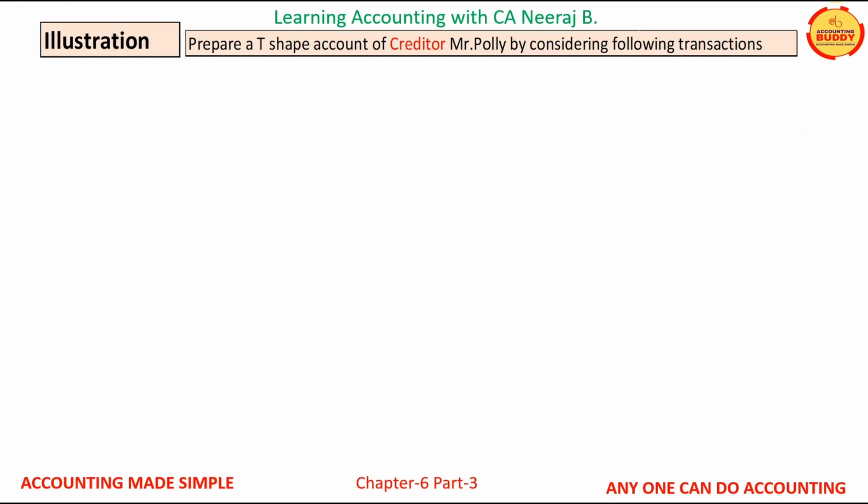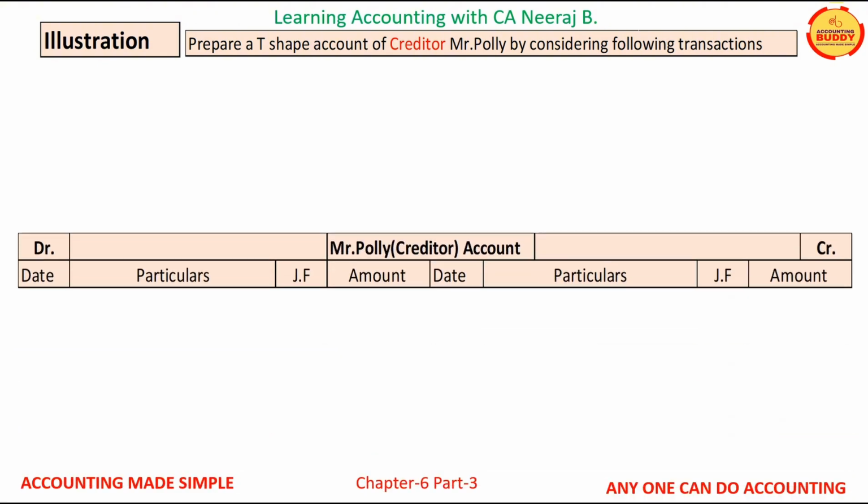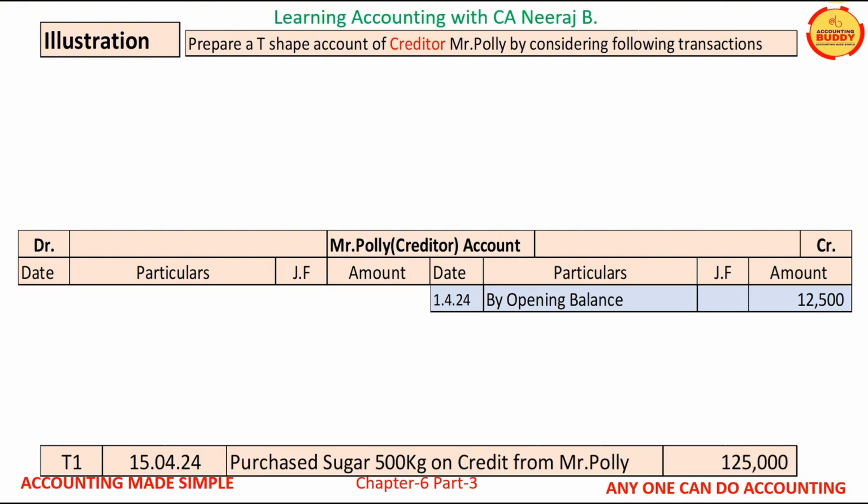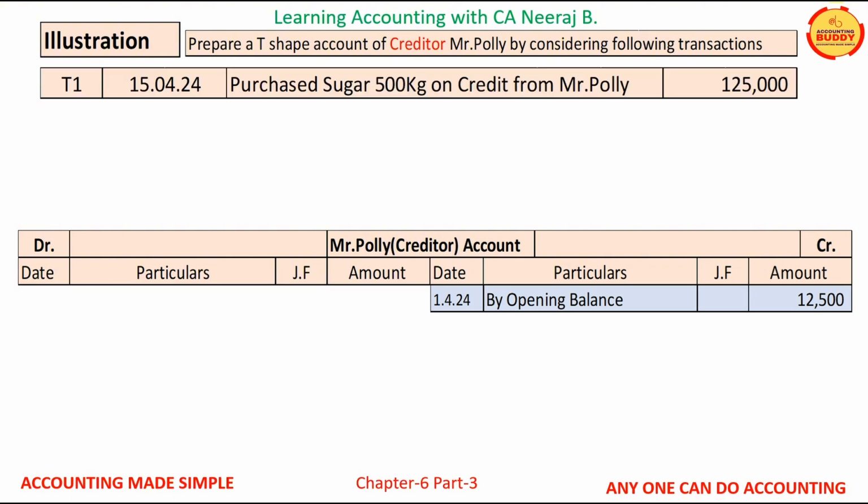Let us now try and prepare a creditor account of Mr. Polly by considering the following transactions. A creditor is a liability of the business. Liability by nature have a credit balance. Therefore, in this illustration, the opening balance as on 1st of April 24 in Mr. Polly's account is 12,500. Transaction T1 is business purchased 500 kg of sugar worth 125,000 on credit from Mr. Polly.